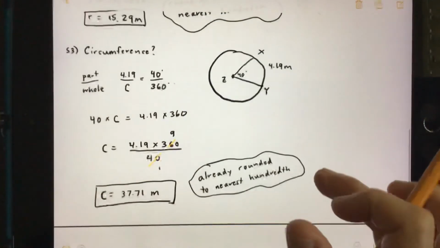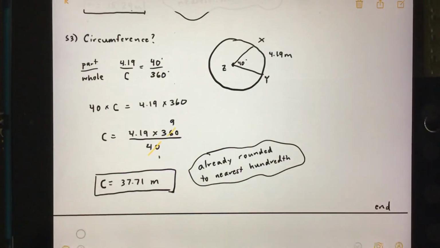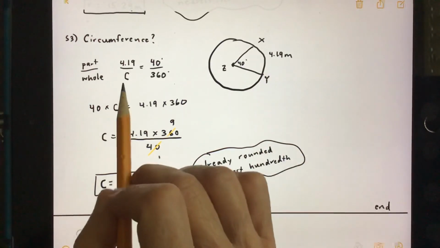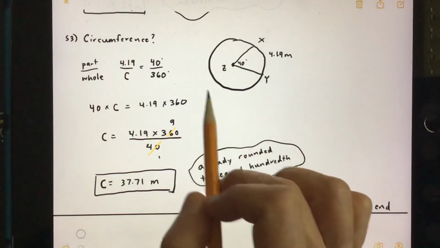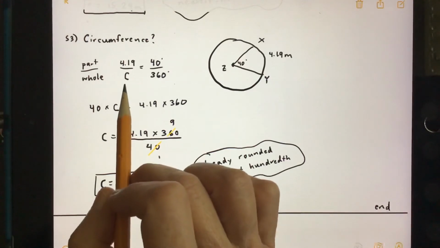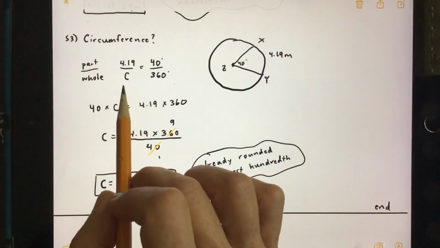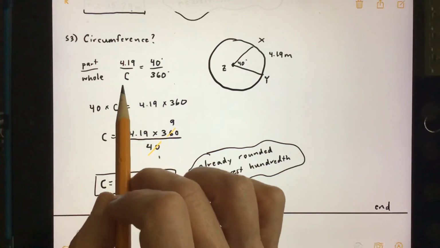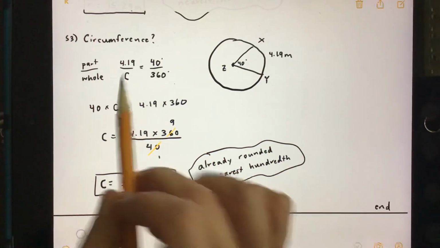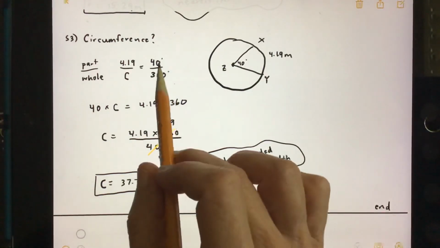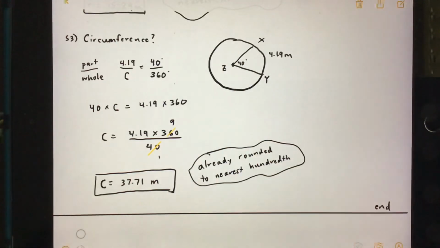All right. This is sample 3. This one is asking us for the circumference of this circle. Again, we're going to use our proportion setup, part to whole. We know that this part of the circle's length is 4.19. We know the circumference is the entire length of the circle all the way around. So notice I'm not using 2 pi r here because I don't need to. I'm asked to figure out the circumference. The circumference is 2 pi r, but it will be easier for me just to write c here because that's what I'm looking for. And then the part of the circle that represents this arc measurement is 40. The entire circle all the way around is 360.